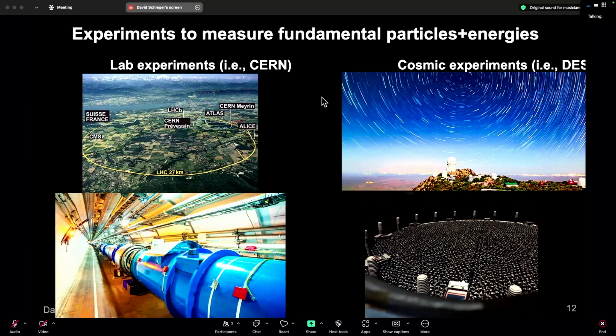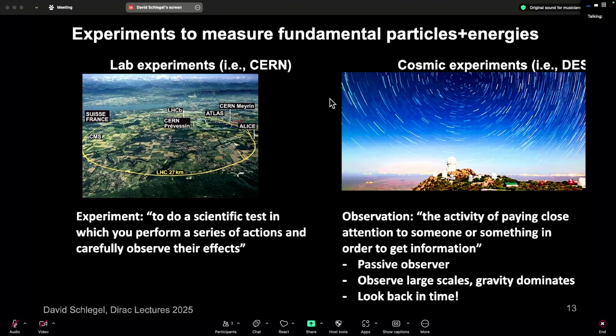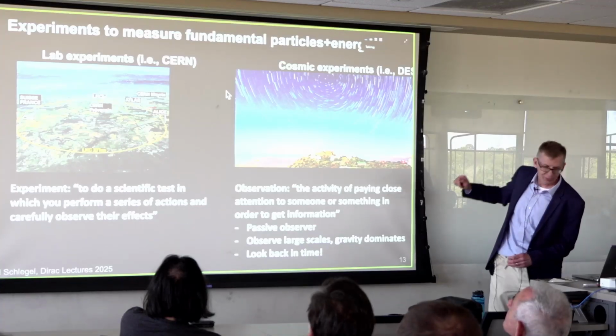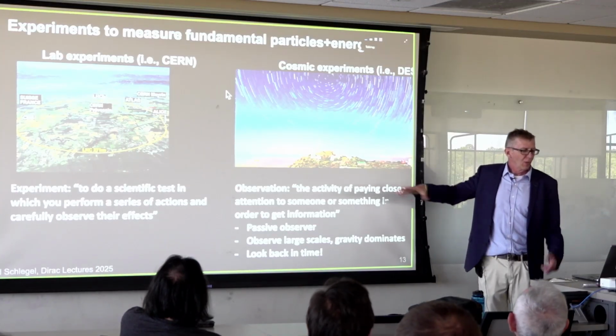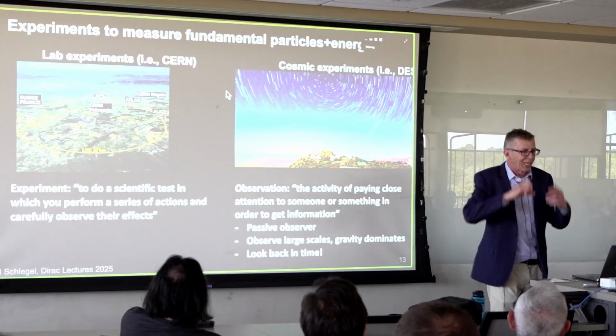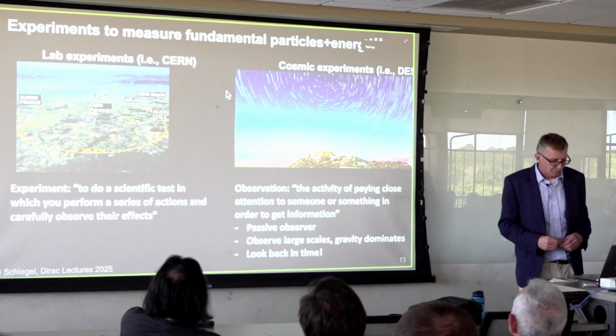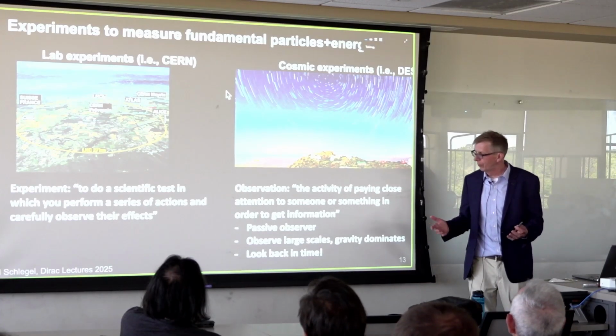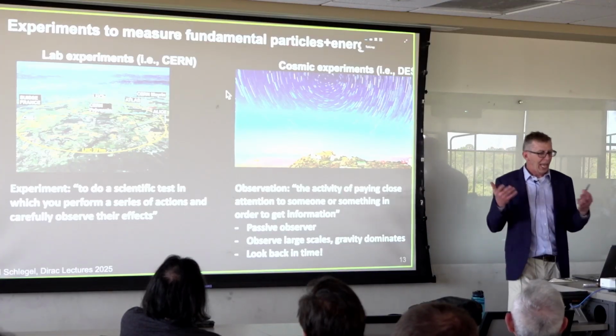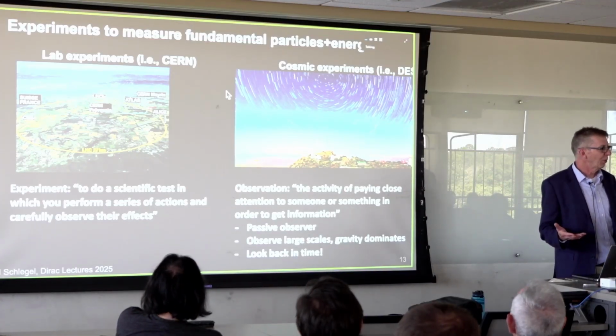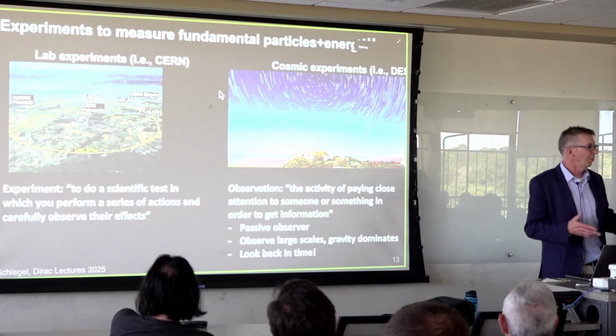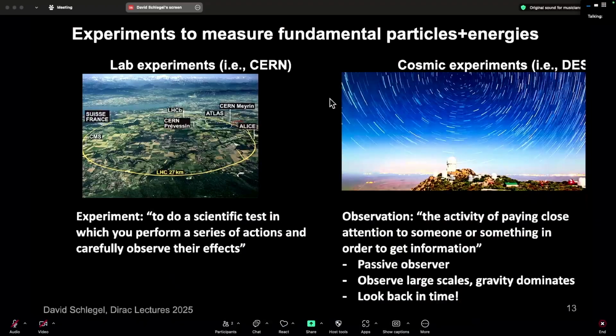Okay. So there are the lab experiments and then the cosmic experiments. And as Leach said, they're kind of different experiments in that with the cosmic experiments, we're not actually going and mucking with the universe, right? We're just passive observers. But we can observe very large scales, obviously, and we can also look back in time. We can see what the universe looked like billions of years ago by looking at objects that are billions of light years away.